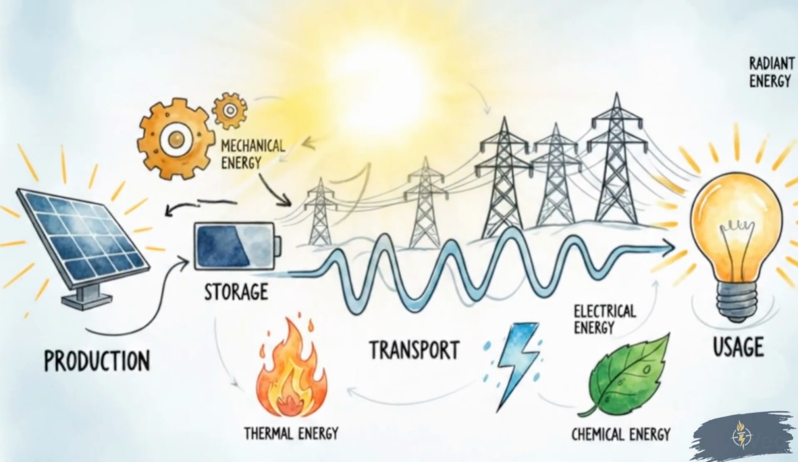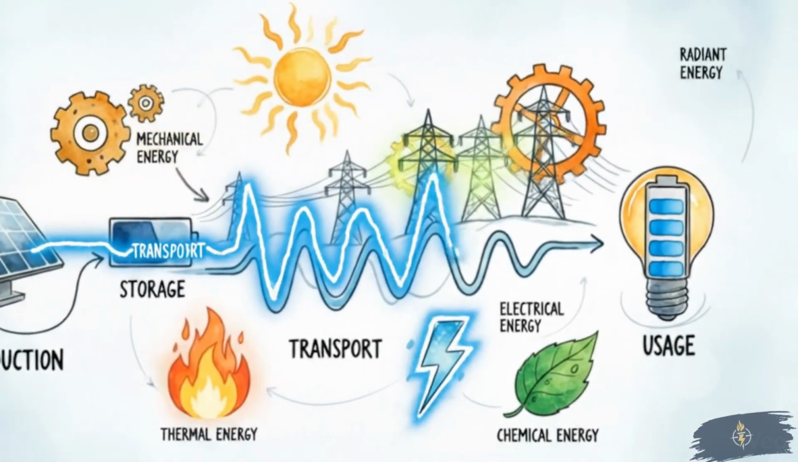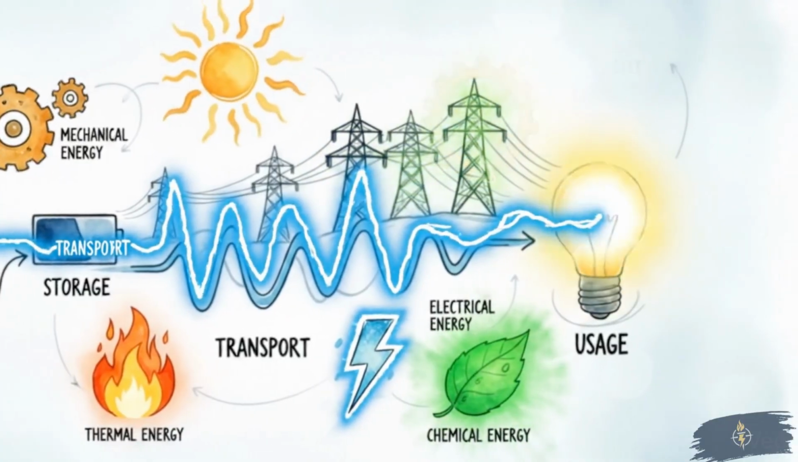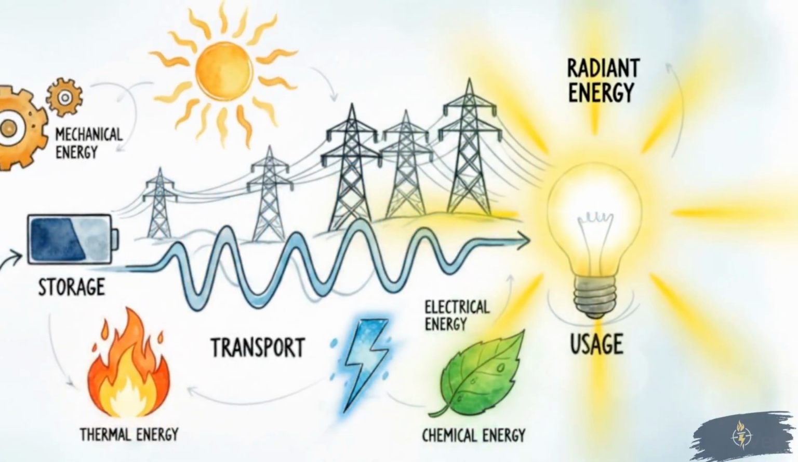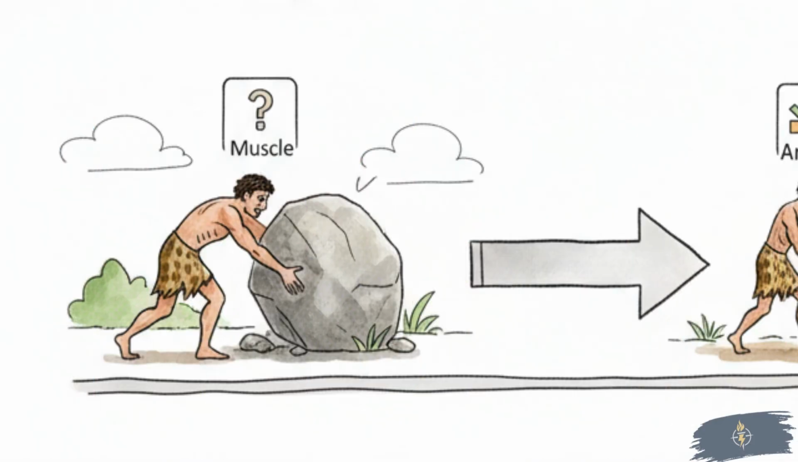Now, energy. Energy is a measurable quantity that allows us to do work. We can produce it, convert it, transport it, store it, and finally use it. Energy appears in many forms. Mechanical energy when something moves, thermal energy when things heat up, electrical energy in wires, chemical energy in fuels and food, radiant energy from the sun. And here is a key idea. Throughout history, energy has allowed humans to do more work while using less physical effort.